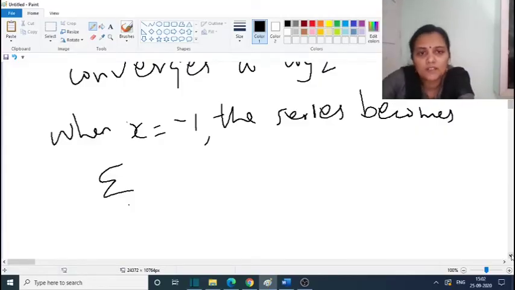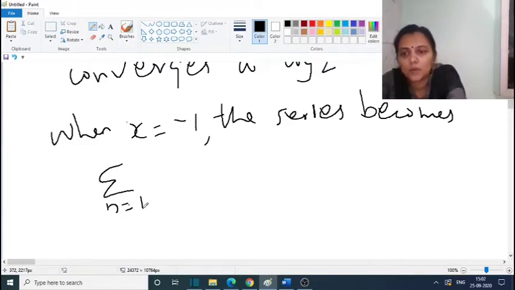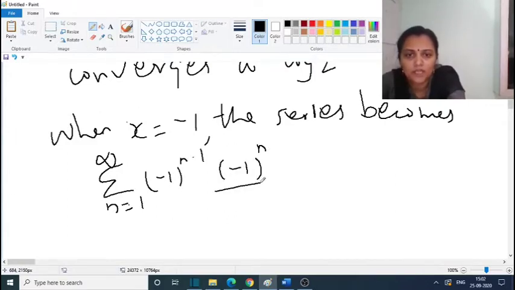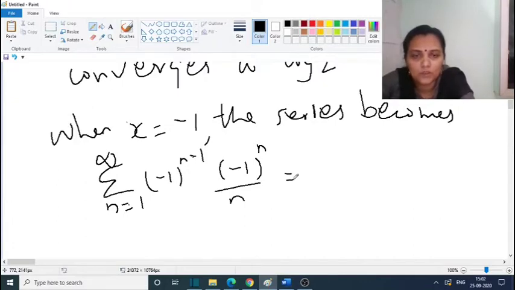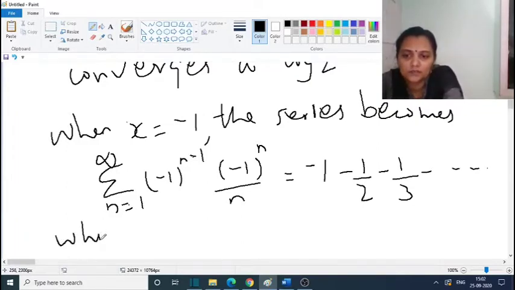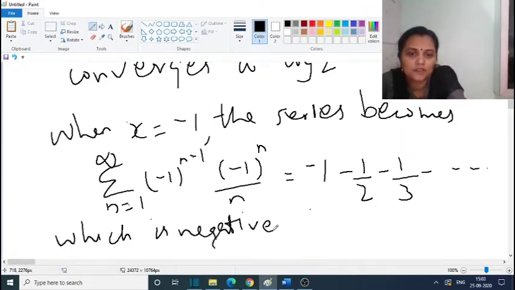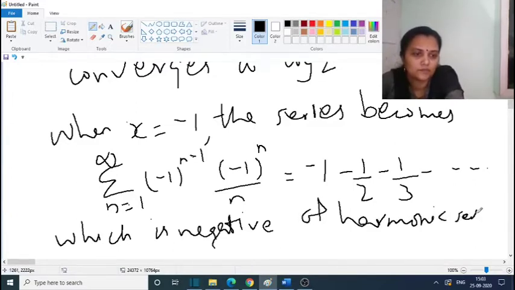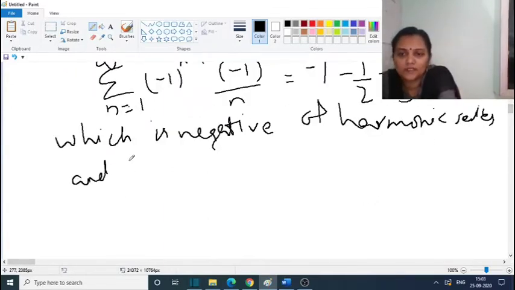When x equal to minus 1, the series becomes sigma n equal to 1 to infinity (minus 1) raised to n minus 1 into (minus 1) raised to n by n, which is equal to, when n equal to 1, minus 1, and when n equals 2, this becomes minus 1 by 2, then minus 1 by 3, etc., which is the negative of the harmonic series, and it diverges.